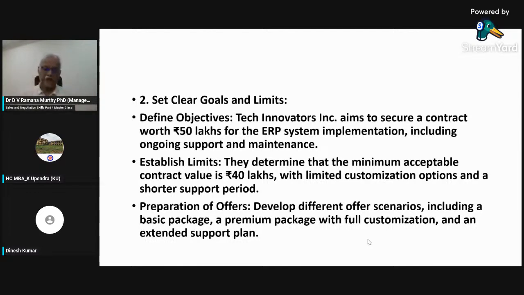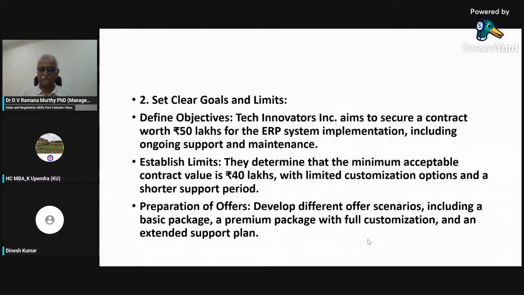So according to that, depending upon the bargain that takes place and the client's arguments and all, you prepare the offers, different offer scenarios, including what is the basic package, what we can give, and a premium package with full customization. That means we customize our ERP package based on that particular company's need pattern. And extended support plans, for example, when taking maintenance, how many times we will come, how many times we will support them, whether it is ongoing throughout. Taking all these, we prepare for offers.